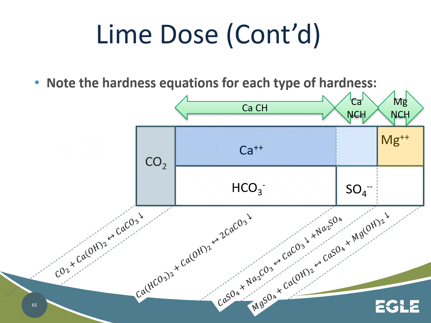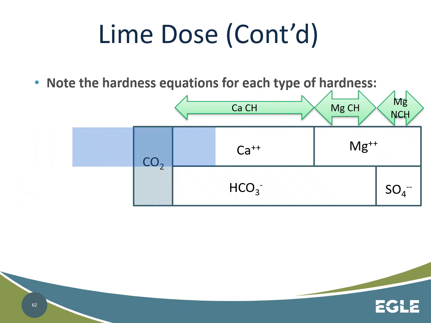Now you see the chemical equations for each of these types of hardness. From here, we could do a lot of chemistry and unit conversions to come up with our lime and soda ash dose. Or we could use some ratios that were already calculated using that chemistry and unit conversion. It is important to understand where the ratios come from, so it is important to understand the concept of these chemical equations. But when doing the actual math, we will use the shortcut version.